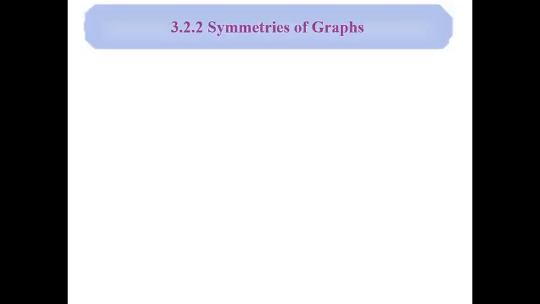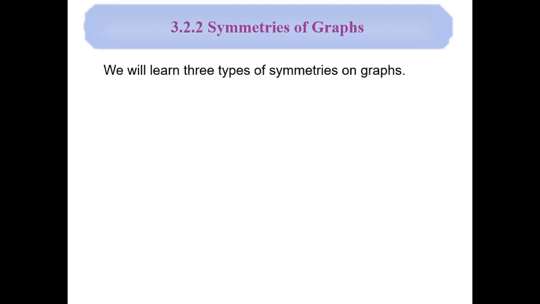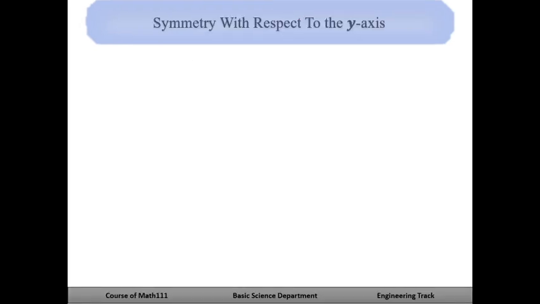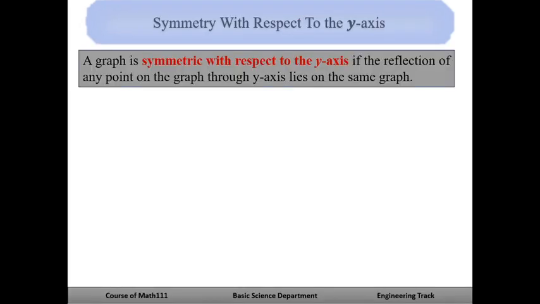Now, symmetries of graphs. We will learn 3 types of symmetries of the graphs. So this is the last topic we will learn. Symmetry with respect to x-axis, symmetry with respect to y-axis, and symmetry with respect to origin. Now, let's look at what symmetric with respect to y means.